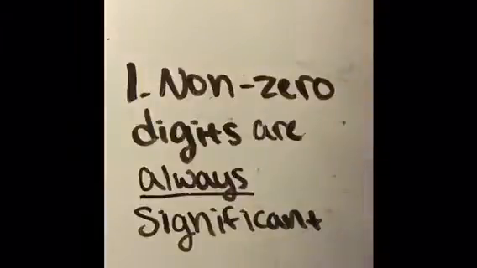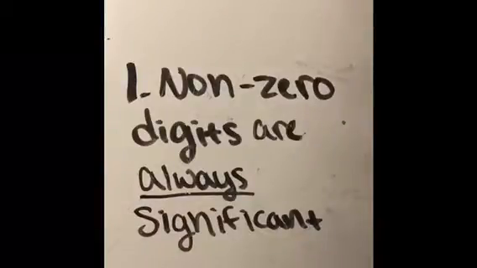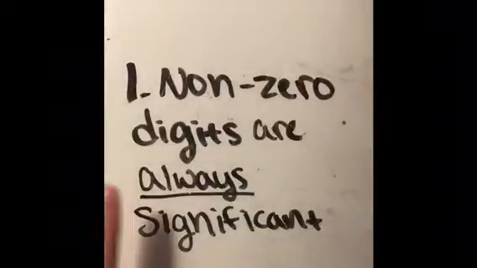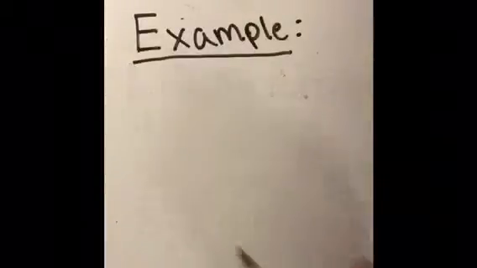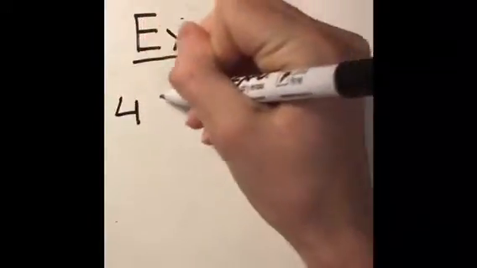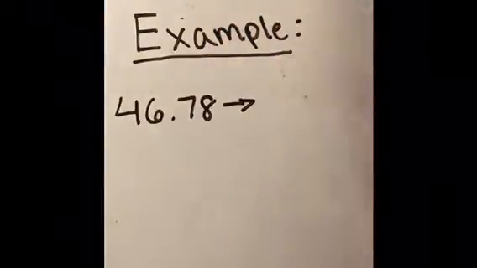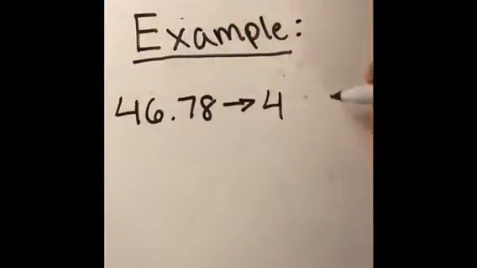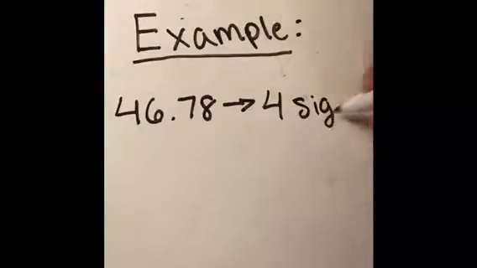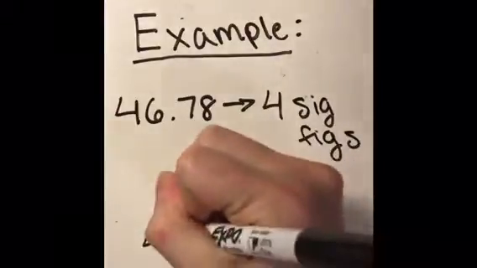The first rule for SigFigs is pretty easy to understand. It says that non-zero digits are always significant. Each non-zero digit is a SigFig. So the number 46.78 would have 4 SigFigs because 4, 6, 7, and 8 are all significant numbers. That would mean that your answer would come out as 46.78 because of the 4 SigFigs.